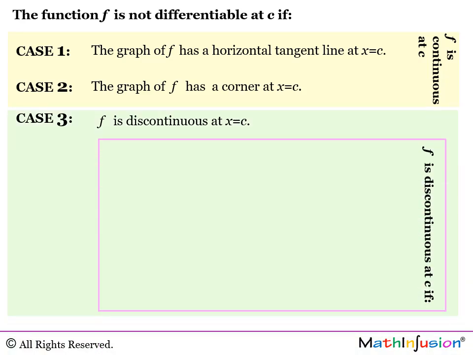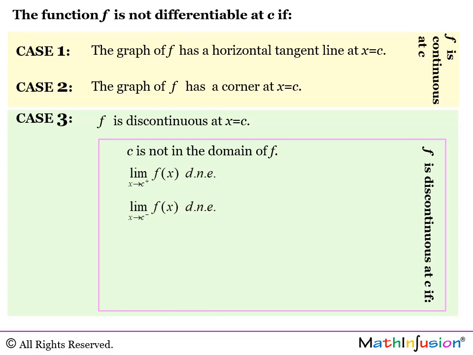In case 3, we have a few cases. Those are all the cases for which f is discontinuous at x equals c. One of them can be that c is not in the domain of the function. The limit from the right maybe does not exist. The limit from the left maybe does not exist. Maybe both one-sided limits exist, but they are not equal. Or there is a limit, but the limit does not equal the value of the function at c.